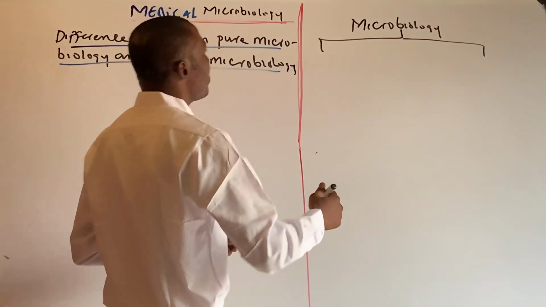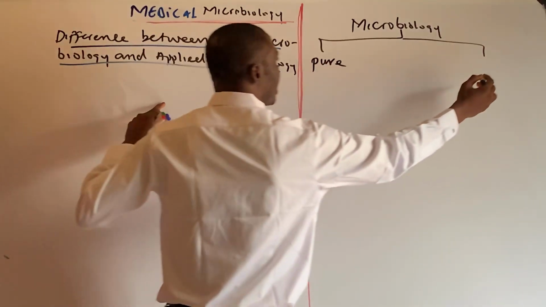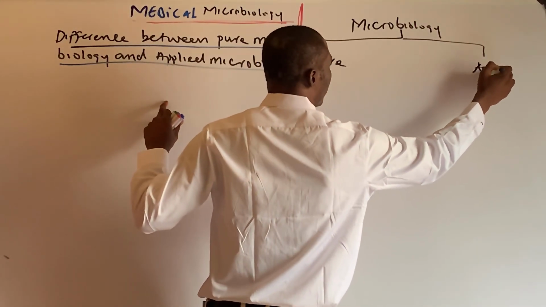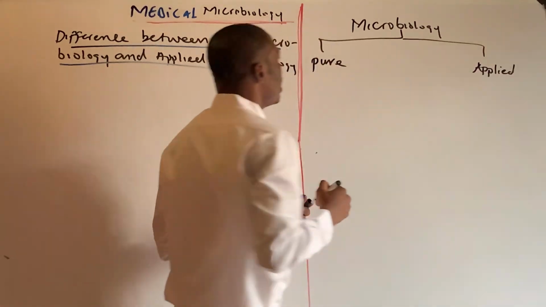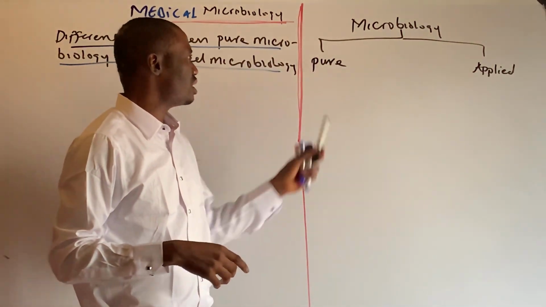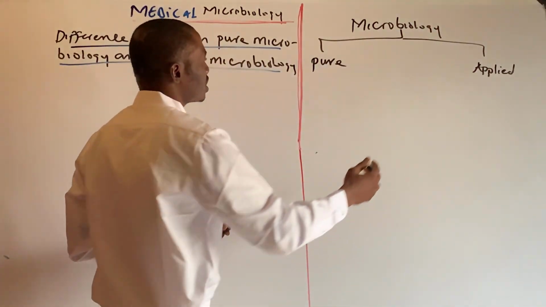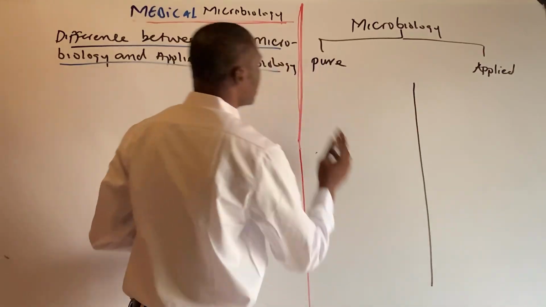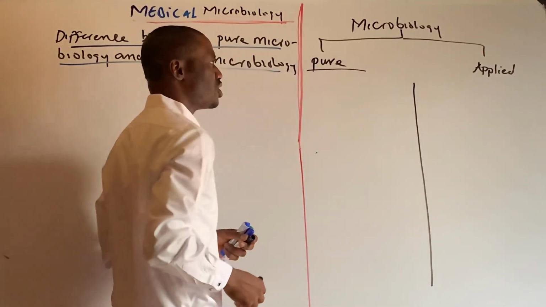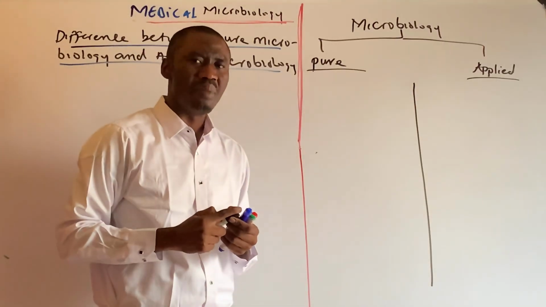All right, now microbiology is divided into two. We have pure microbiology, and then we have applied microbiology. These two are not the same thing. So let's divide the board into two halves. This first half is for pure microbiology. The other half is for applied microbiology.